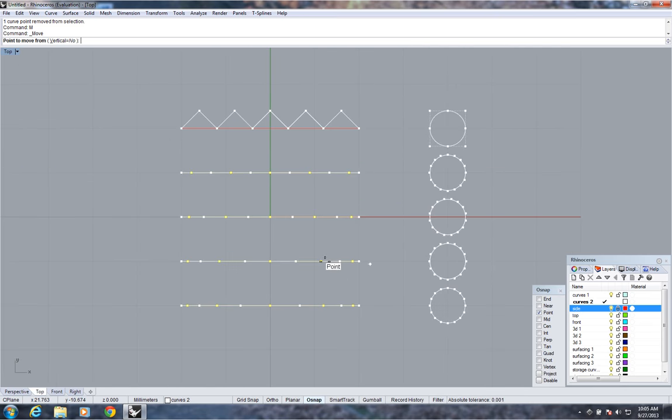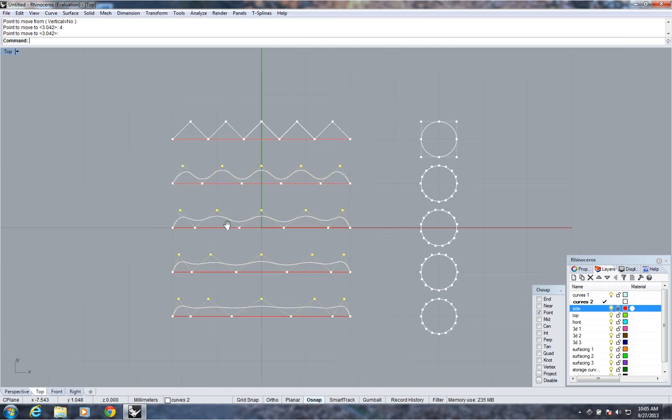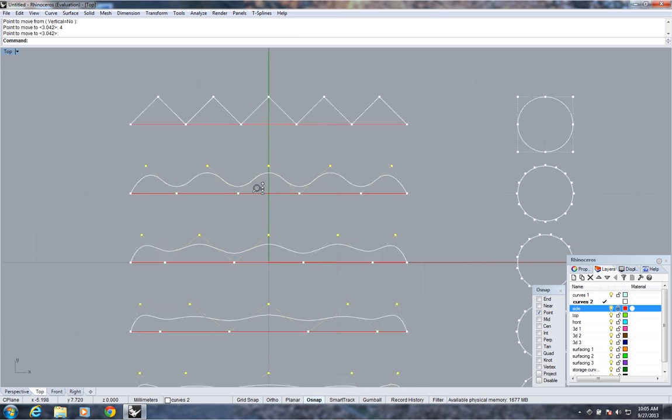Okay, I'm going to move these all the same distance as I did that top 1 degree curve. Come back in and take a look at the difference.